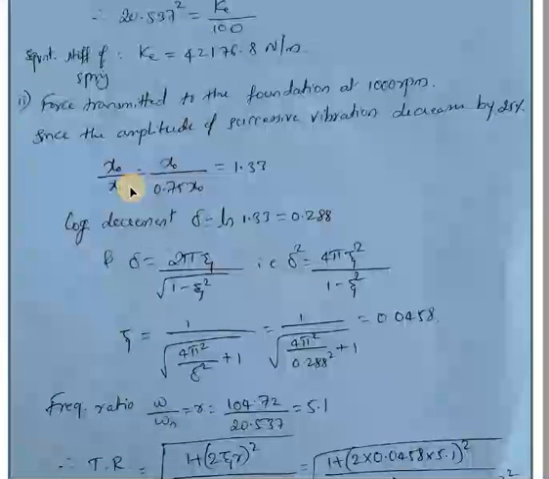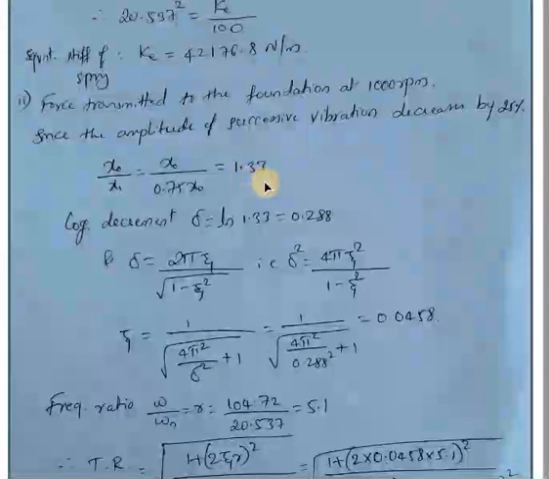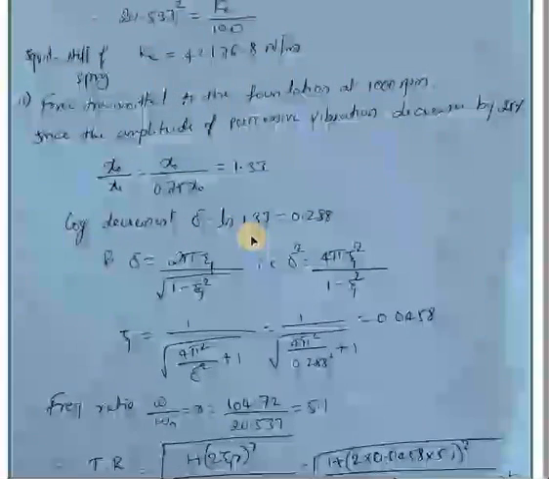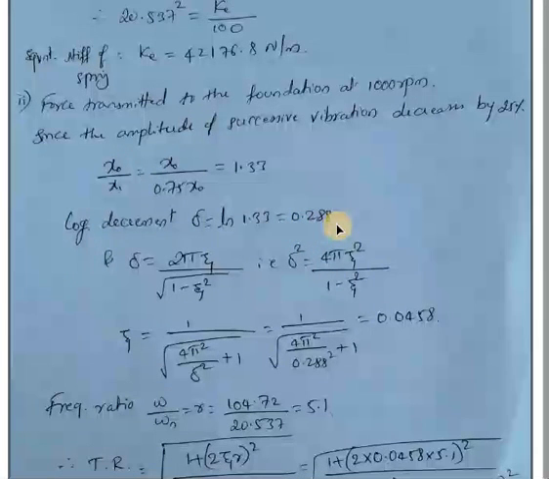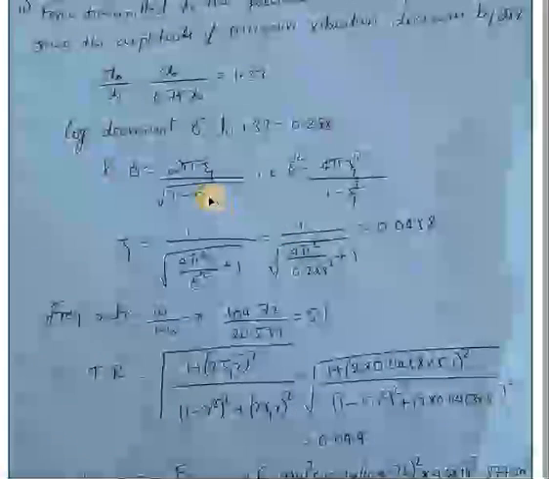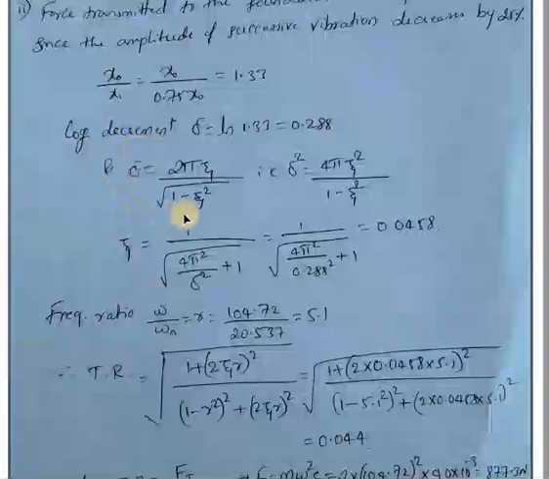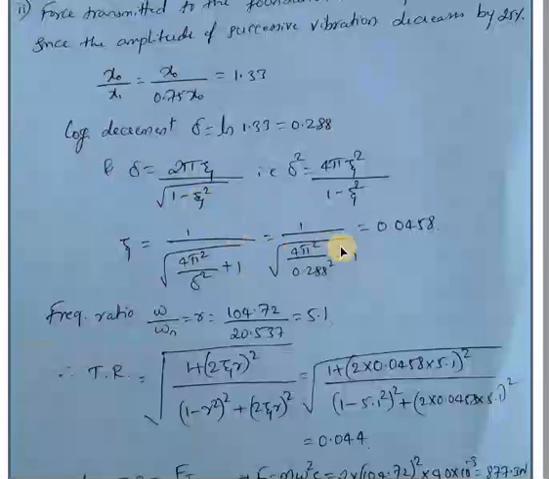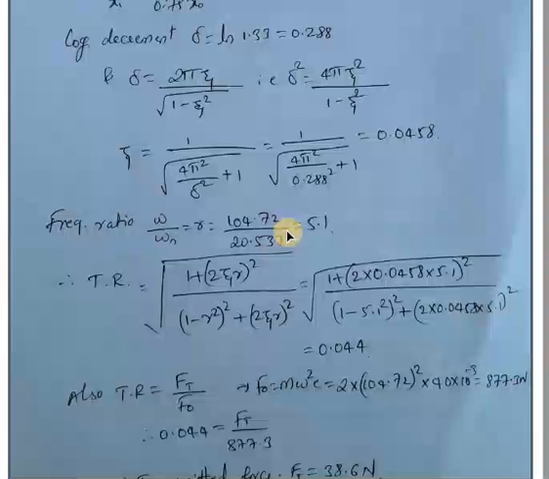So x0 divided by x1, in place of x1 it is 0.75 x0. From this you will get that ratio as 1.33. Logarithmic decrement delta is ln of x0 by x1. Substituting that, you will get the delta value as 0.288. And also we have the equation for delta as 2 pi zeta divided by root of 1 minus zeta square. In this equation the only unknown is zeta. Solve for zeta, substitute the value of delta, so that you will get zeta as 0.0458. Now we can calculate frequency ratio omega by omega n as 5.1.